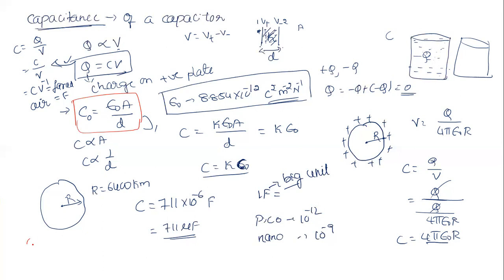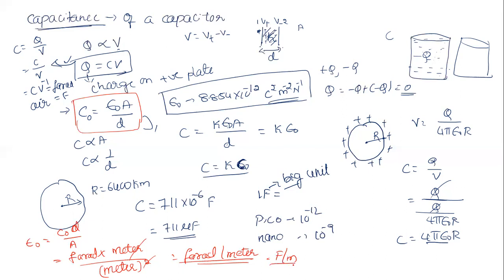So permittivity epsilon equal to C naught into D by A. So capacitance is farad, right? Into D means meter. Divided by area means meter square. One meter is going to cancel. It will become just farad per meter, I can say F by M. Farad per meter is one more unit of permittivity epsilon naught, another unit.